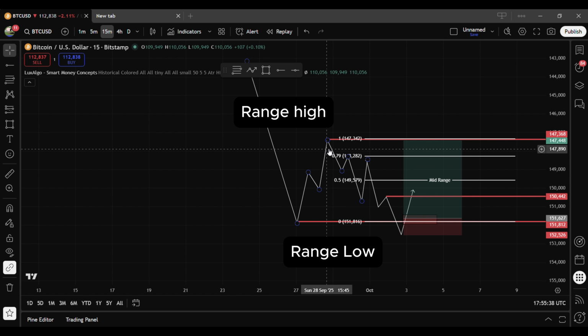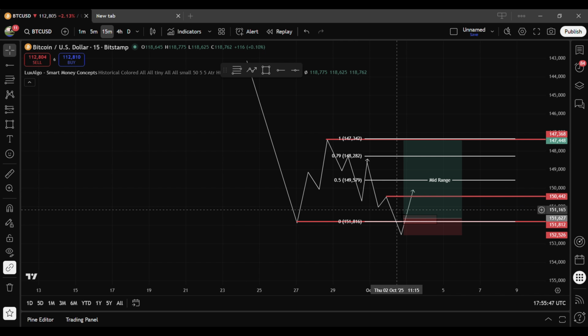When price sweeps the range low, we wait for it to come back into the range, and we then look for a market structure shift, mark out our entry from the fair value gap or the order block, and target the opposite side, the range high.